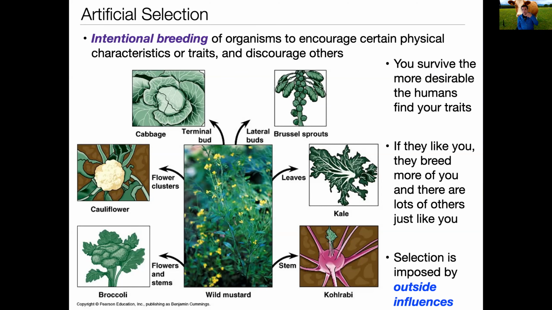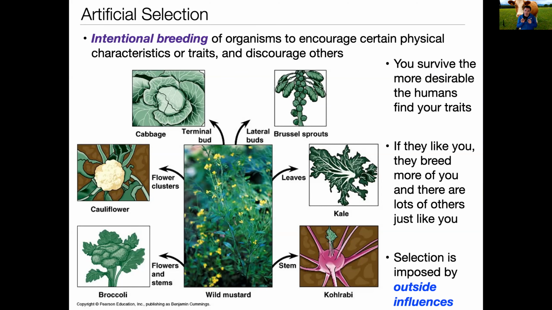Okay, so if the humans like you, they breed the traits in you to encourage them. They make lots of offspring that look just like you, and that's how your genes and your structure and form propagate. Okay, so the lesson here is that selection, the evolution of a species into what it is today by choice, is not something that you as an organism have any control over. Selection is imposed by outside influences, in this case by the humans that were trying to domesticate you.